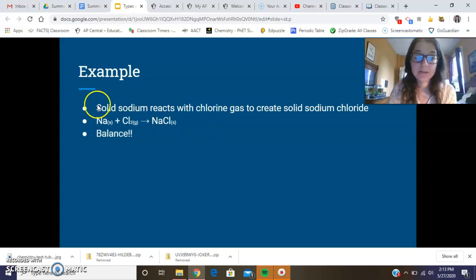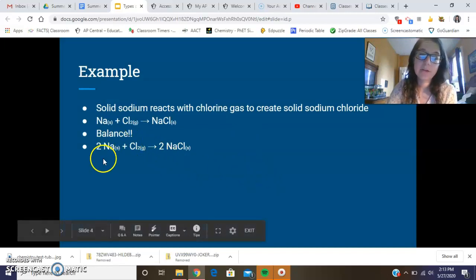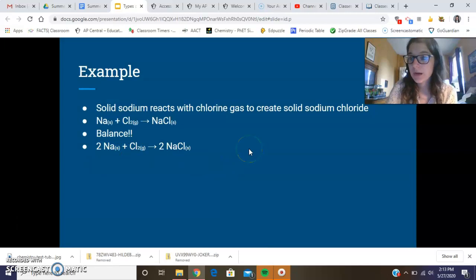No, it is not. So there is one sodium on each side, but on the reactant side we have two chlorine and only one chlorine on the product side. So we can add coefficients to balance this equation, and we can identify it as a synthesis reaction because we have two reactants yielding one type of product, so it is a synthesis or combination reaction.